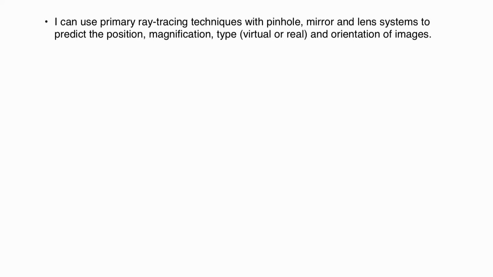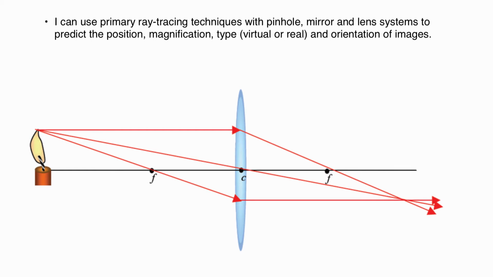Now you might think, oh, the image must form at the focal point, but actually that's not true. And this is where we get into what's called primary ray tracing techniques. Here is a lens seen in cross-section, and you can see that there's a center C of the lens, and there's two focal points on each side, F, and that's because light could go through either direction. We're going to have the light come in from the left-hand side.